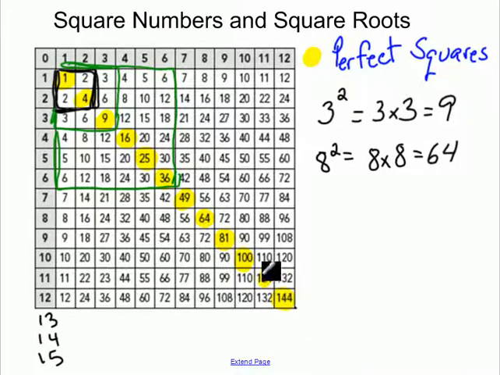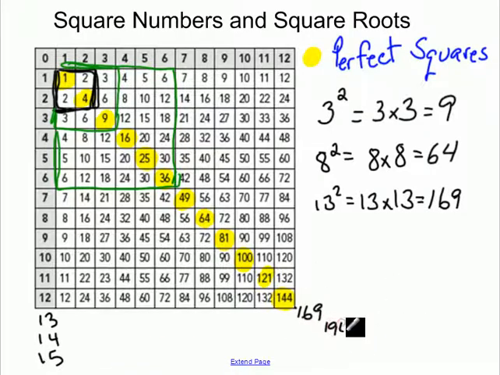All right, either you paused it or you didn't pause it and you're just waiting to see, but 13 squared means I'm taking 13 and multiplying it by itself, and that is 169. So the next square number in the pattern would be 169. 14 squared, 14 times 14, is 196. 15 squared would be 15 times 15, and that is 225.